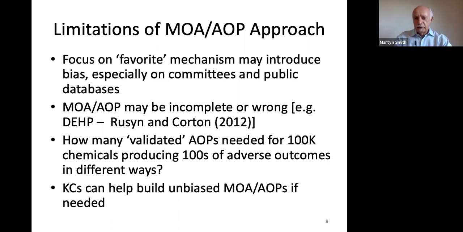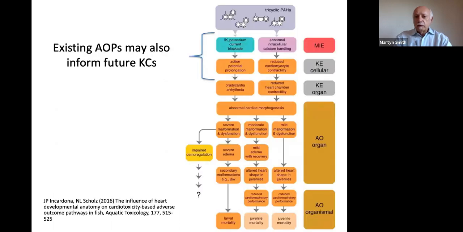and many AOPs appear to be quite incomplete. And then how many validated AOPs would you actually need for 100,000 chemicals producing hundreds of adverse outcomes in different ways? So the KCs could potentially help you build unbiased MOAs or AOPs if you need them, but you may also learn from existing AOPs about future KCs.